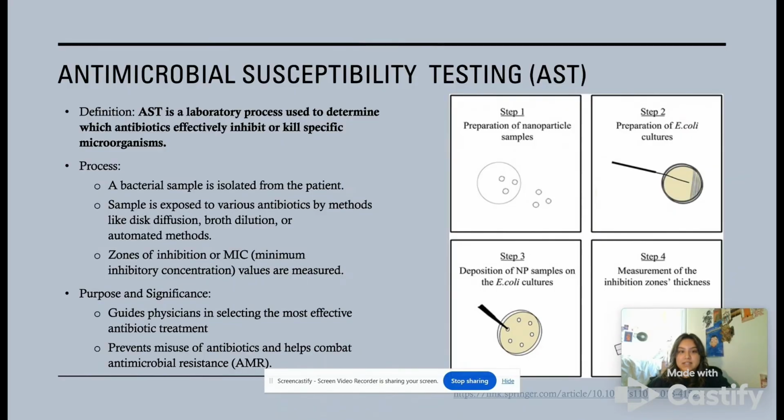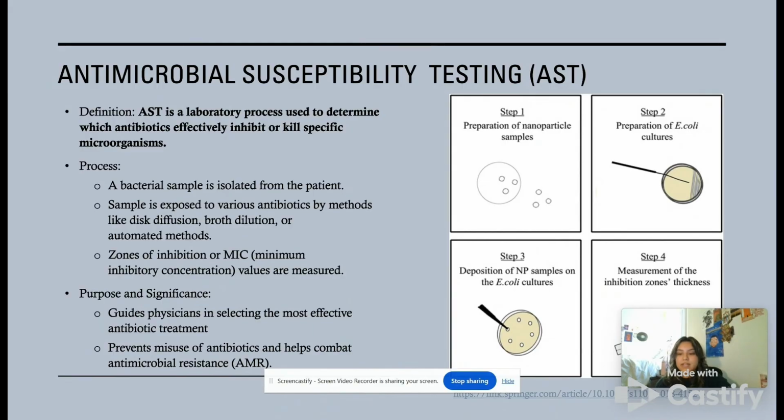Antimicrobial susceptibility testing, or AST for short, is a laboratory process used to determine which antibiotics can effectively inhibit or kill specific microorganisms. To perform this test, a bacterial sample is first isolated from the patient. The sample is then exposed to different antibiotics using methods like disk diffusion, broth dilution, or automated systems. After incubation, we measure either the zones of inhibition or the minimum inhibitory concentration, also known as the MIC, to see how well each antibiotic works.